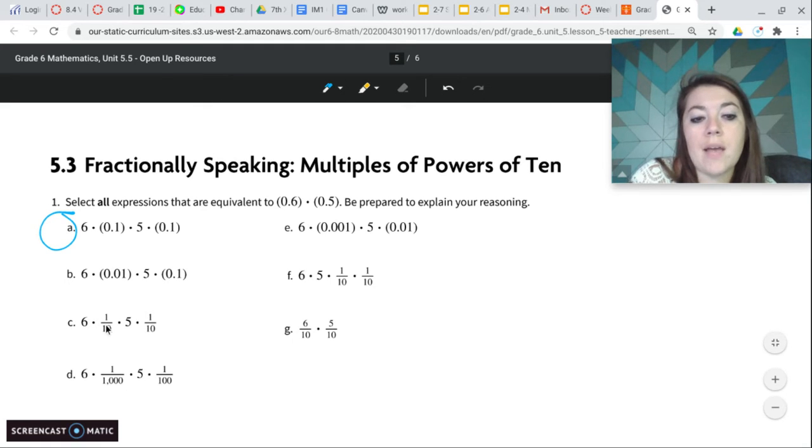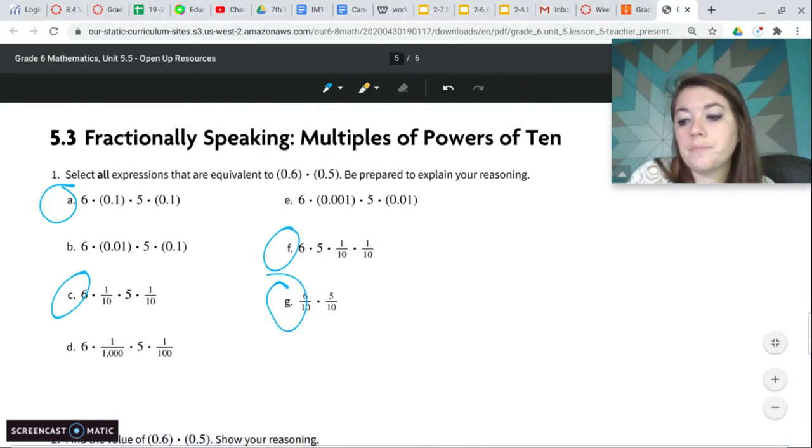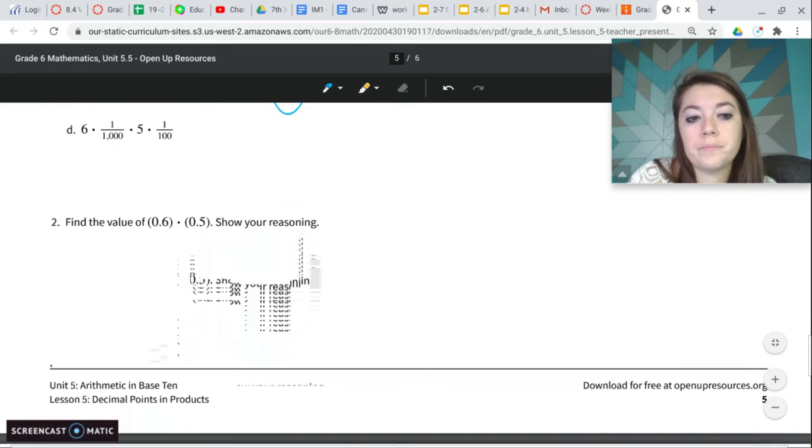We have 6 times 1/10 times 5 times 1/10. Will this work? Yes, it will. We have 6 times 5 times 1/10 times 1/10. Does this work? Yes, it does. We have all the same values. We have the 5, we have the 6, and then we have the 1/10. So it'll work out. And then what about this last one? 6/10 times 5/10. Yes, it's just writing them as fractions. So in this one, we were looking at thousands and hundredths. Same thing here, thousands and hundredths. So those were not equivalent to tenths. So be careful with your place values.